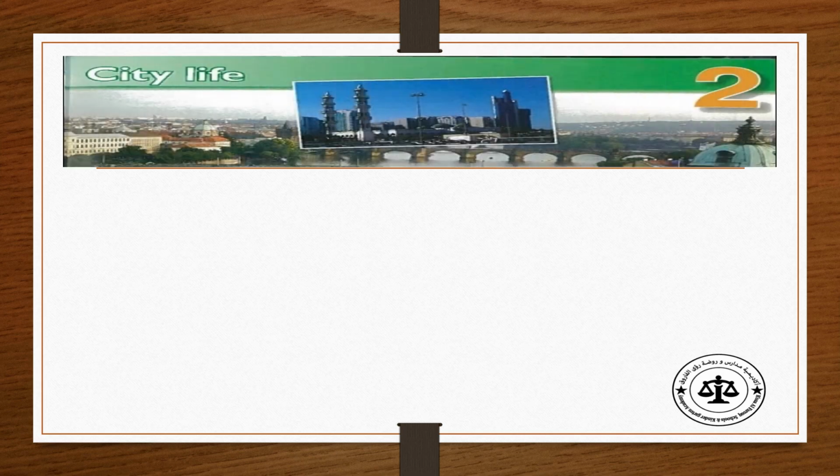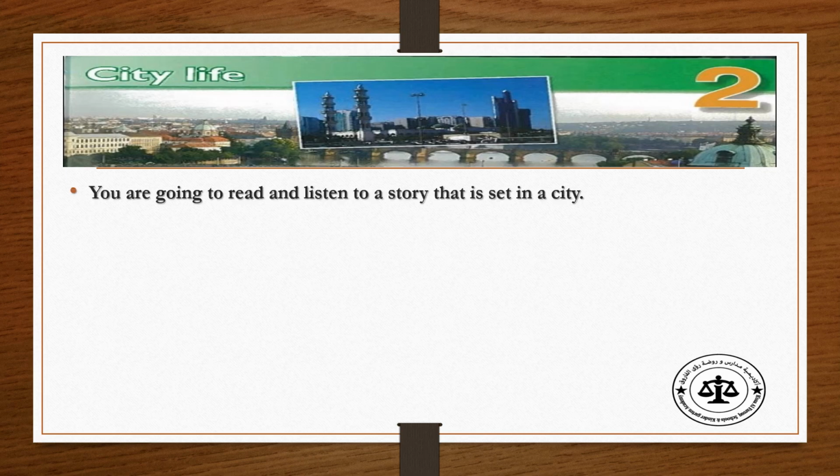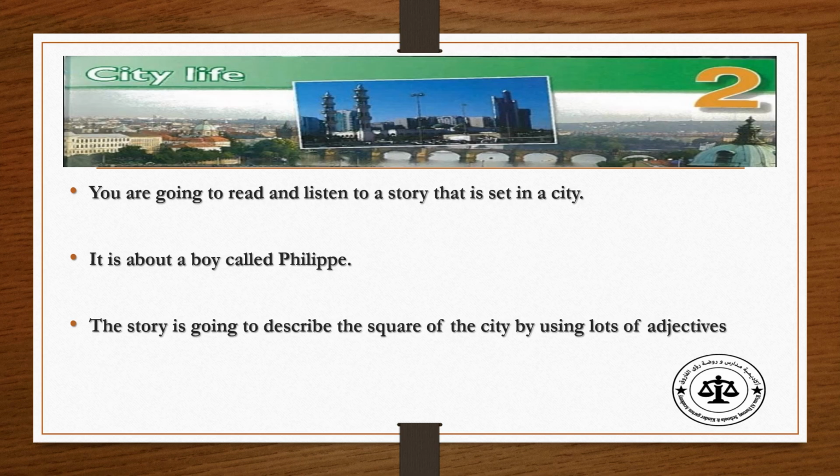Let's start. City life. In the first lesson, we have to know the type of the text. So this is a story that is set in a city. In this story, we have the main character. He is a boy called Philip. In this story also we have a description of the city, and there are lots of adjectives in it. And you have to know that this story is in simple past tense.